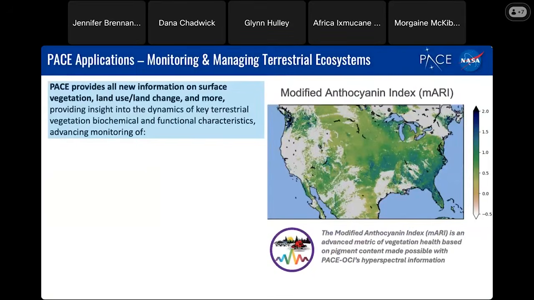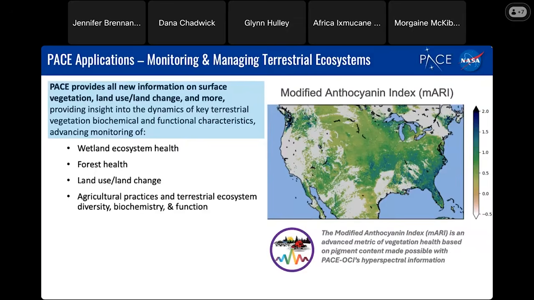Moving from the water to the land, we have PACE applications. We provide all new information on vegetation, land use, land change, and more, kind of like the visualization you saw earlier. These provide great insight into the dynamics of terrestrial vegetation, biochemical and functional characteristics. We anticipate this is going to help advance monitoring of wetland ecosystem health, forest health, land use, land change, and also, at a broad, maybe regional scale, agricultural practices and terrestrial ecosystem diversity.